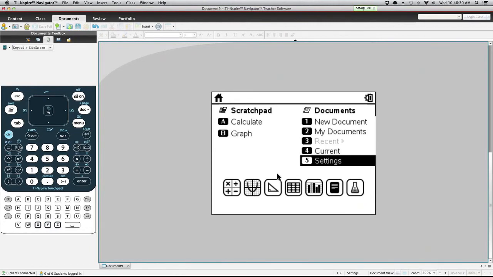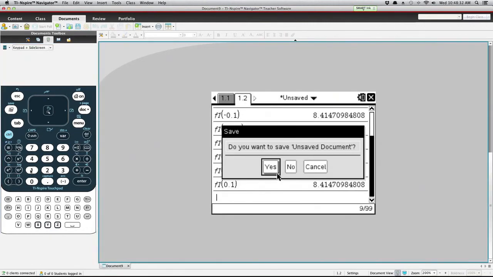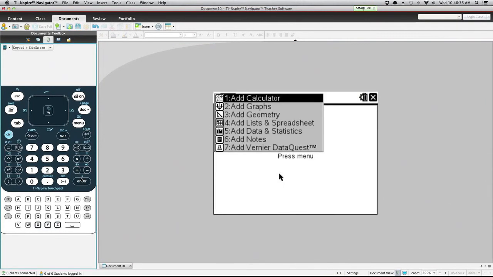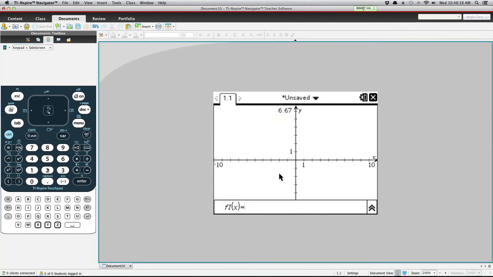All right, so let's make a new document, and we want to start off, if it's there, we don't want to save it. And we want to start off by adding a graph. All right, here's the first one we want to look at.